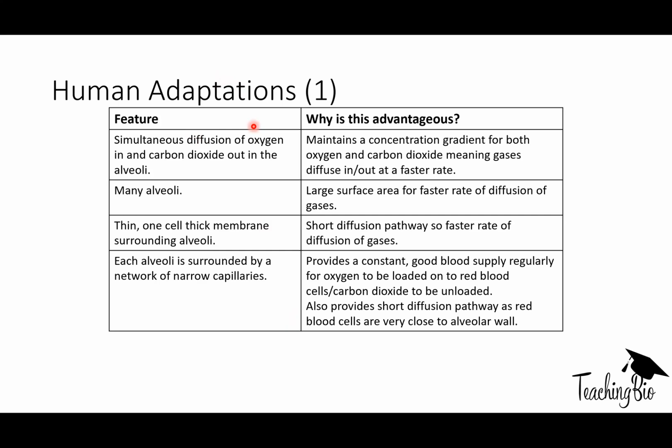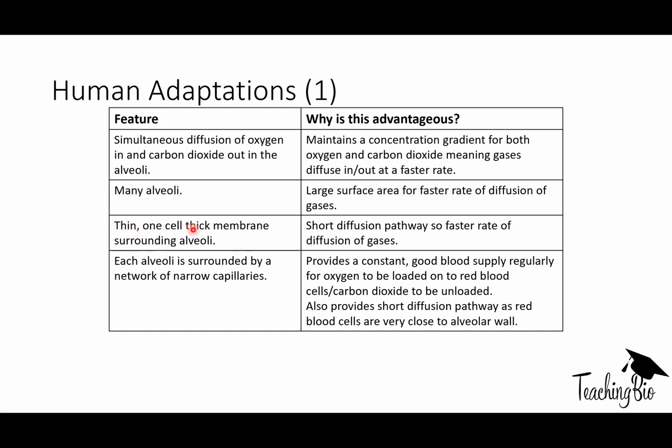Okay, so human adaptations, again, they love to ask questions on this. So things like the fact that there is this constant simultaneous diffusion of oxygen in and carbon dioxide out. Ultimately, this maintains that concentration gradient, which is very important to do. The fact that we have many alveoli means that there's a large surface area, so it's faster.